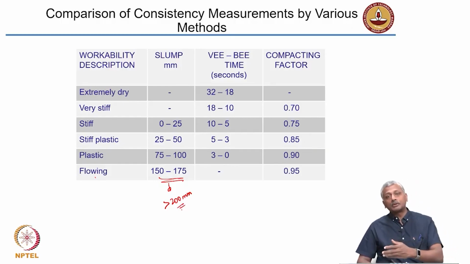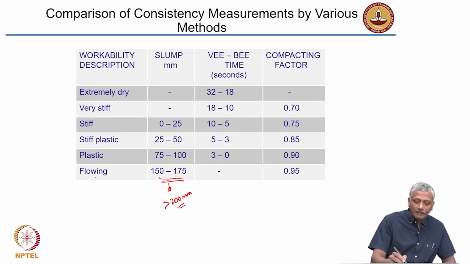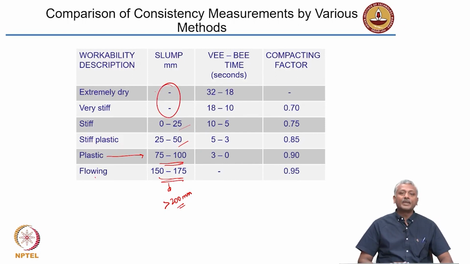I will also talk about a concrete that is only flowing, that does not really show a slump, but it shows more of a flow. Okay. That I will talk about later. A plastic concrete is 75 to 100 millimeters, a stiff plastic is less than that, and a stiff concrete is 0 to 25.